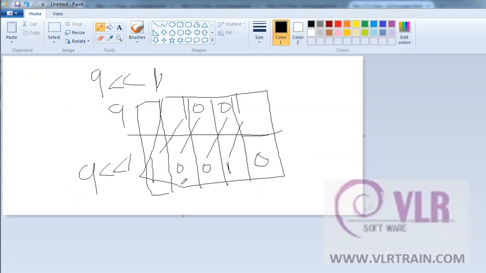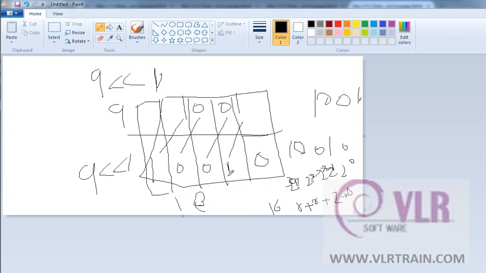Now what is the value of this? 1 0 0 1 0. So 2 to the power of 0 times 0, what is the answer? 0. 2 to the power of 1 times 1 is 2. 2 plus 0 is 2. Then 2 square, 2 cube, 2 to the power of 3, and 2 to the power of 4, which means 16. 16 plus 2 is 18. So the answer is 18.